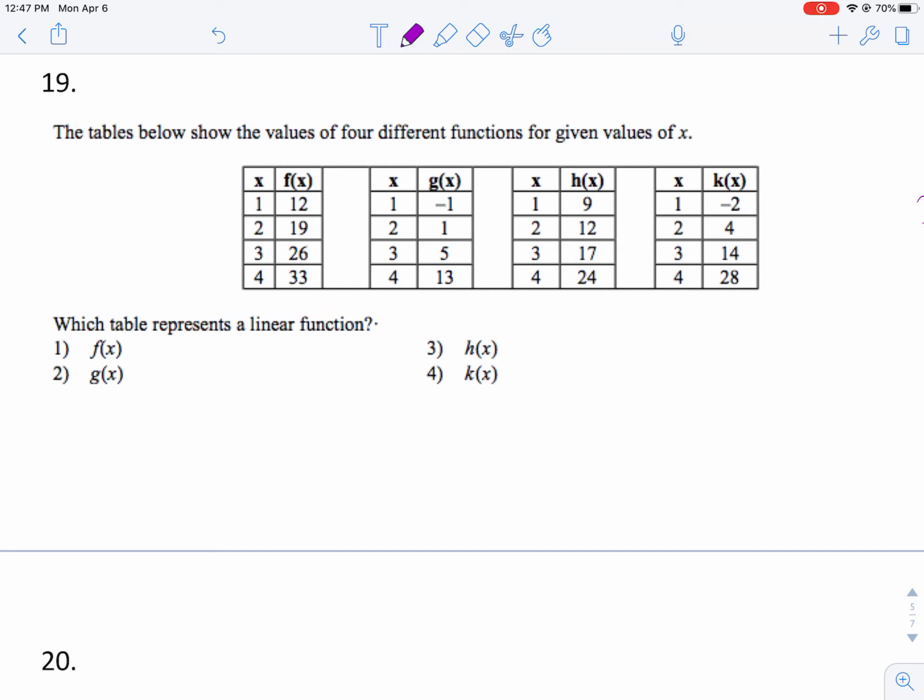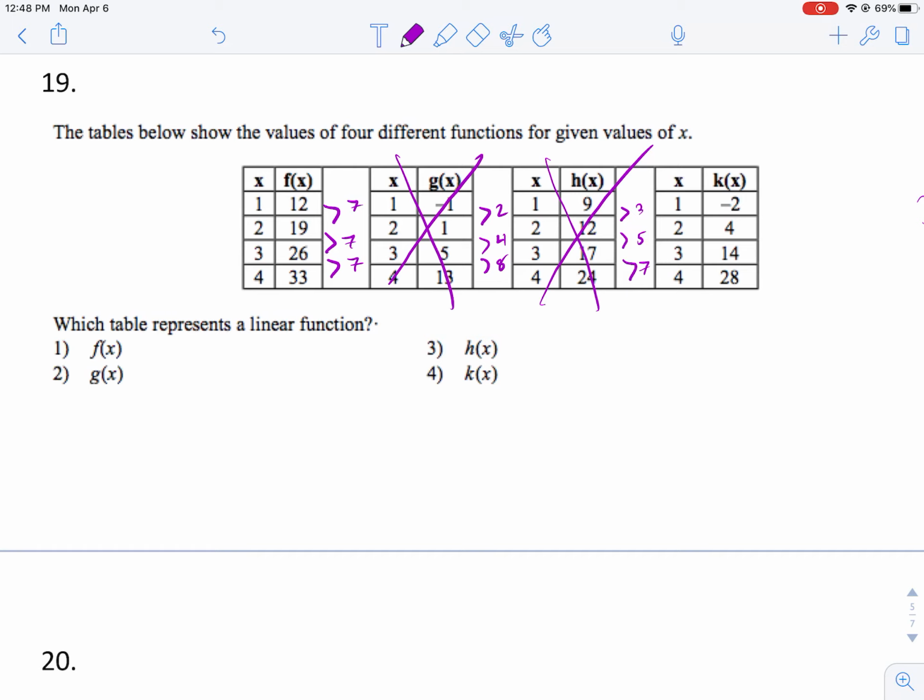All right, number 19. The table below shows the values of 4 different functions for given values of x. Which table represents a linear function? So again, we're just looking for that constant rate of change. Okay, and the only one that has that here is the first one. It's going up by 7, 7, 7. Okay, if you look at this one here, it goes up by 2. Then it goes up by 4, and it goes up by 8. Okay, so that one's out.